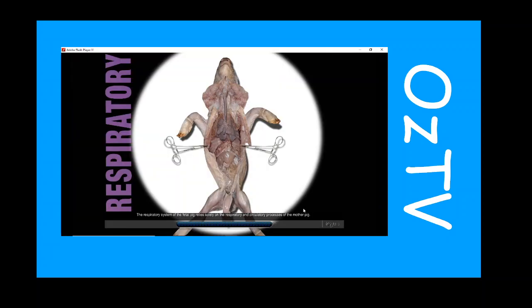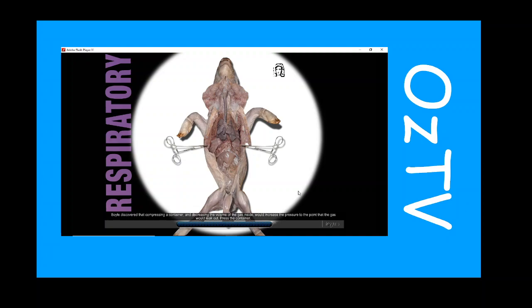The respiratory system of the fetal pig relies solely on the respiratory and circulatory processes of the mother pig. However, the fetal respiratory organs can be developed enough to illustrate the complete respiratory system of adult mammals. Mammals are negative pressure breathers. This expression is derived from a discovery made by scientist Robert Boyle in the 1600s, who related pressure to volume.